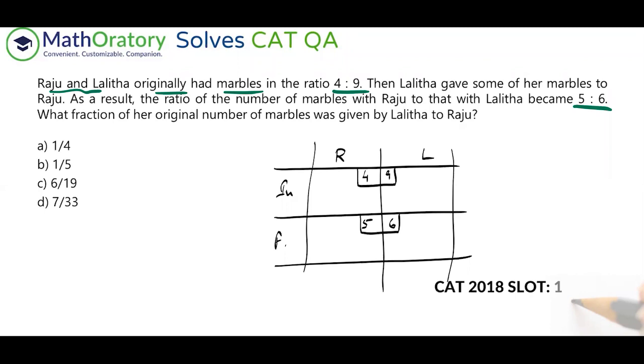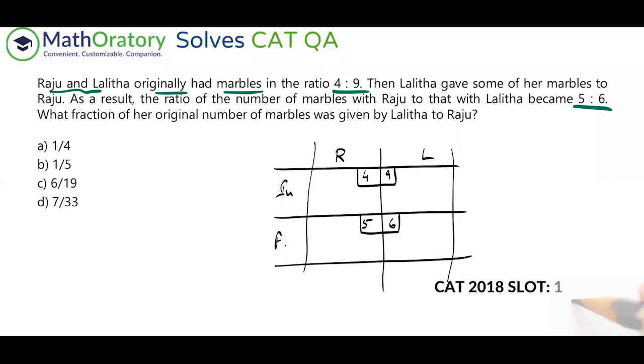Now the main part here. The question is looking for what fraction of our original number of marbles was given by Lalita to Raju. So we're looking for the fractional transfer: whatever Lalita had initially, how much out of that is given to Raju. So we're looking for a fractional thing, not the exact value. Exact value we cannot determine any which way. No exact data is given.